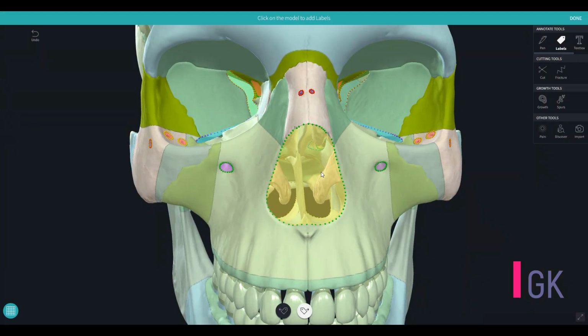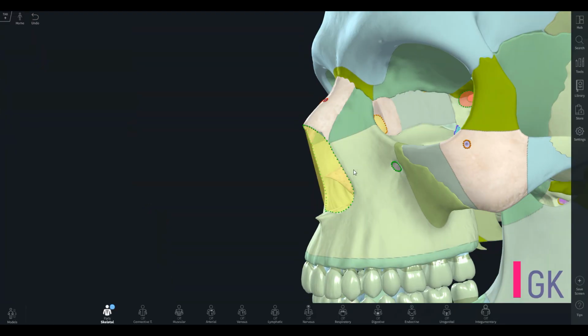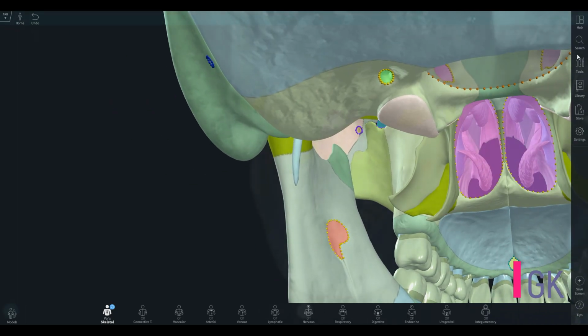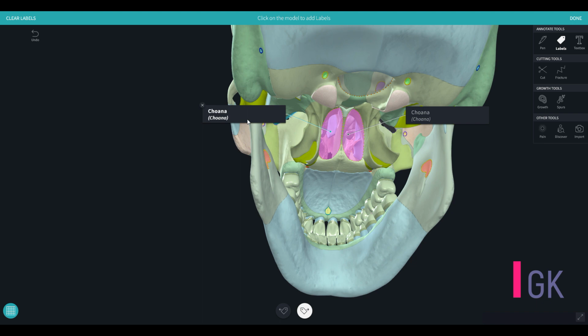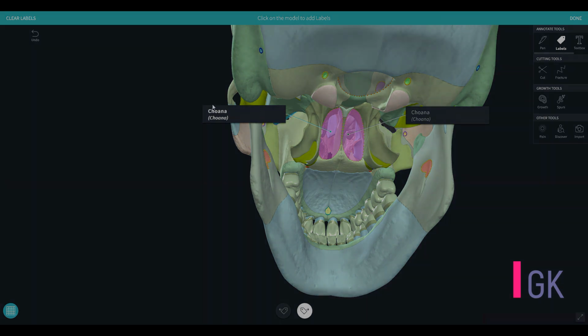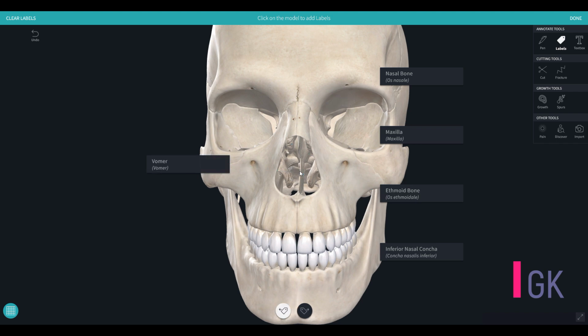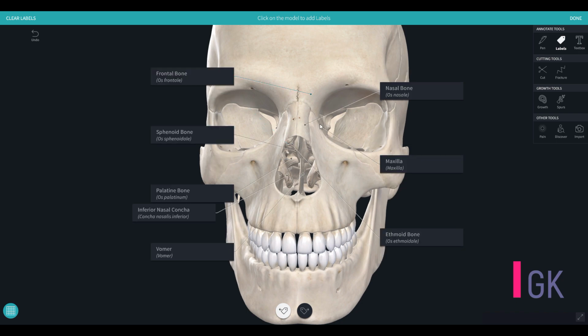Yes, there is apertura piriformis. And on the posterior side, you can see this purple. It is the choanae, 2 choanae, separated by the nasal septum. Bones which form the nasal cavity: maxilla, nasal bone, inferior nasal concha, ethmoidal bone, vomer, sphenoidal bone, palatine bone, frontal bone, and lacrimal bone.